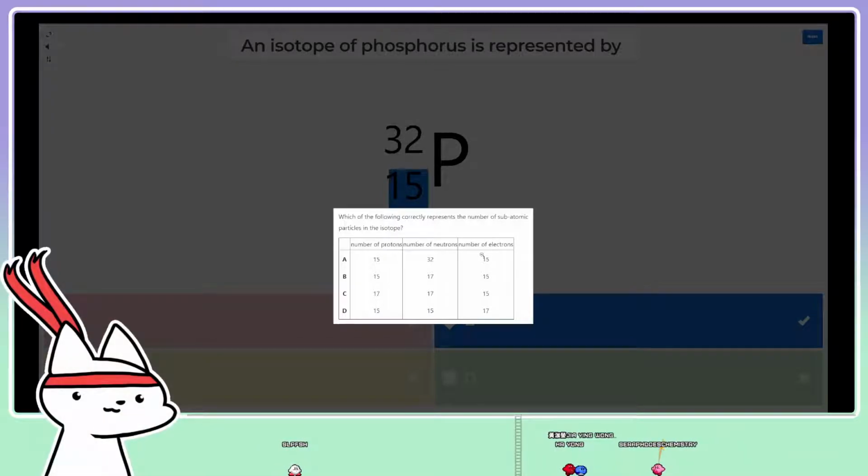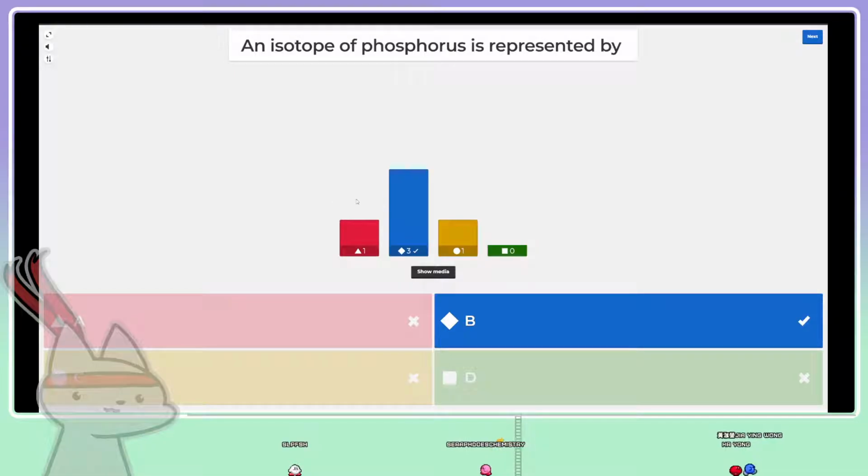Neutron number will take big number minus small number. 32 minus 15. In the end, you should get 17. Answer would be B. Okay.